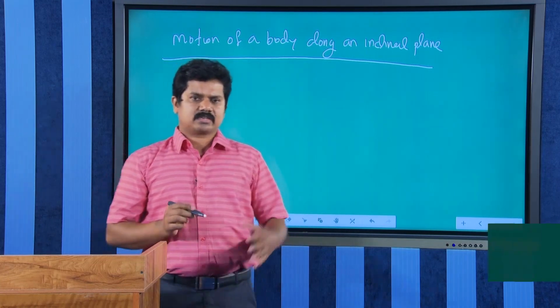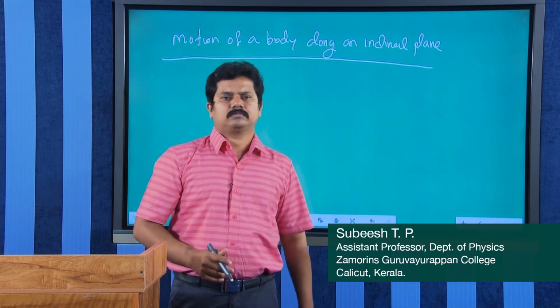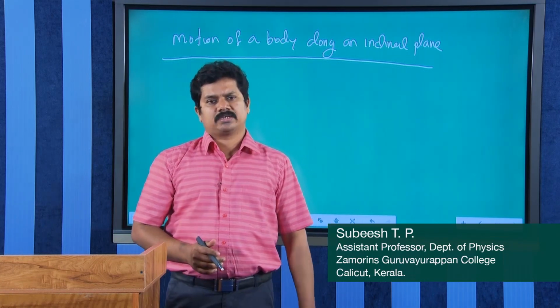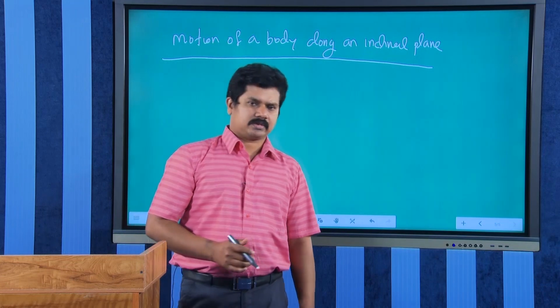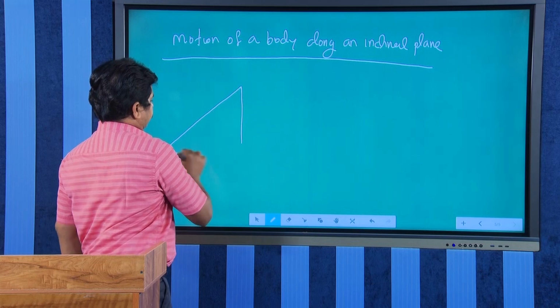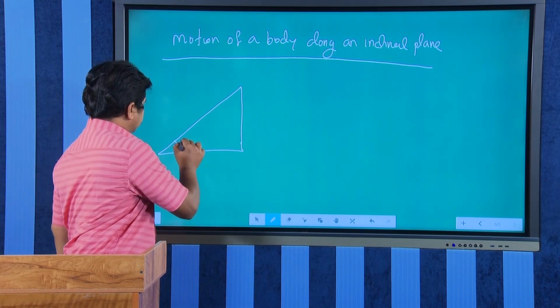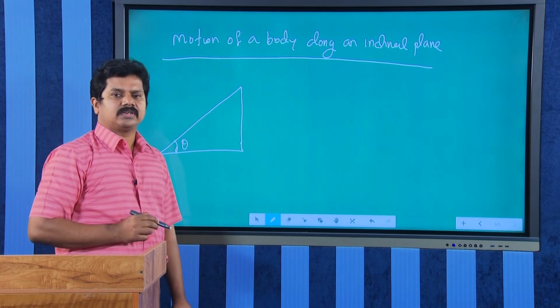In the last sessions we discussed the connected system and motion of blocks together, right. So, we know the normal reaction, what is normal reaction, what is contact force, etc. Okay. So, now consider an inclined plane, theta is the angle of inclination.